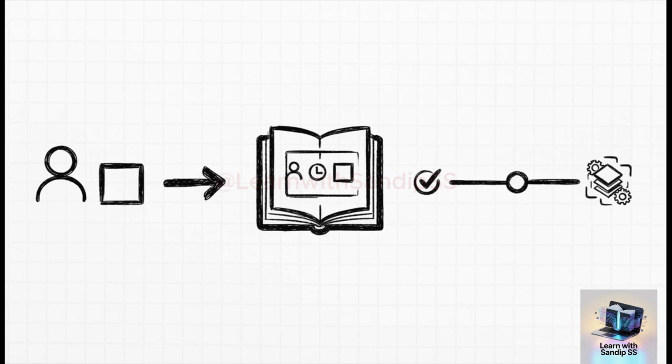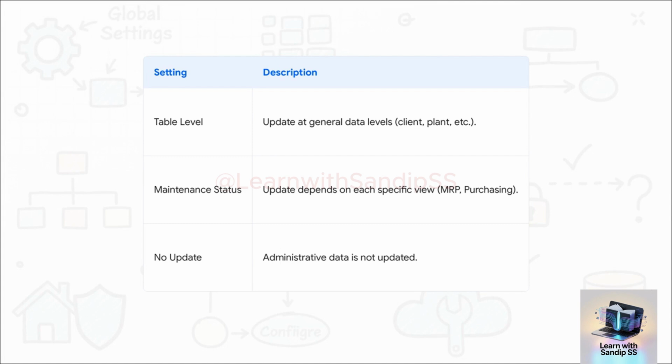It's a big one. You've basically got three main choices here. Table level is kind of the big picture. It just notes that a change was made at a really high level. But maintenance status, that one is way more detailed.